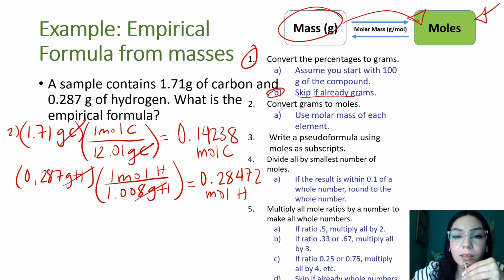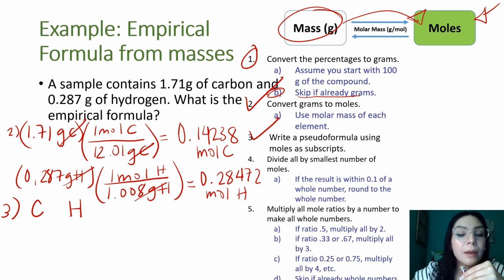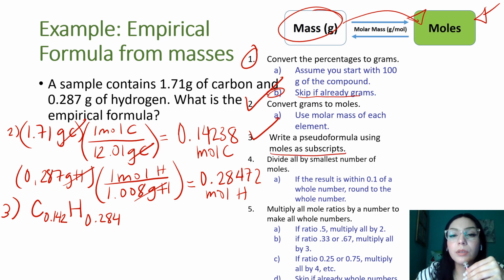Our next step, we finished number 2. Our next step is to write a pseudo formula. A pseudo formula means that you set up kind of like a makeshift formula. Carbon goes first, and then we have hydrogen. You write the moles that you got. So we have 0.142, and then 0.284. That's good enough. We use the moles as subscripts. We did that. Now move on to step number 4.